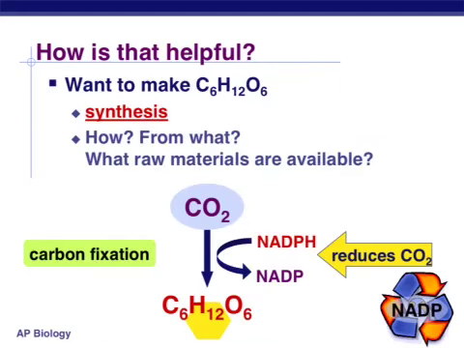So we want to make glucose, C6H12O6. So let's think of what we have available. We know we have energy. We know we have reducing power in the form of our electron carriers. The raw material we're going to use for this part of photosynthesis is going to be carbon dioxide. So we're going to take that carbon dioxide, we're going to take the carbon out, and we're going to fix that carbon into compounds that we can use to make glucose.